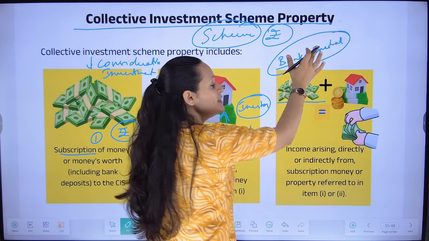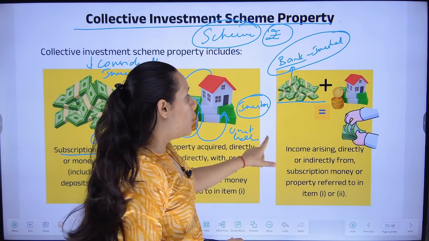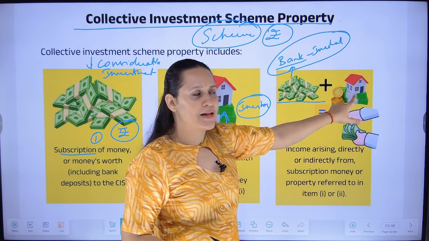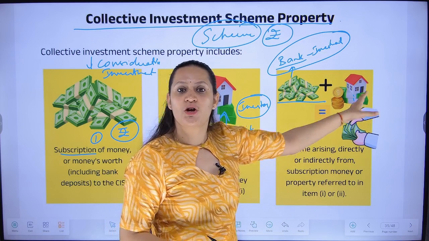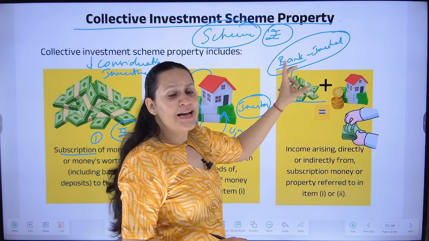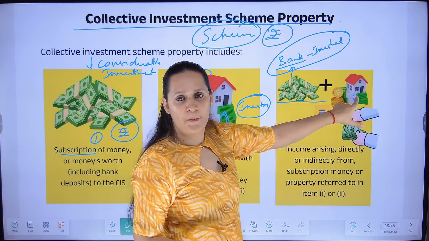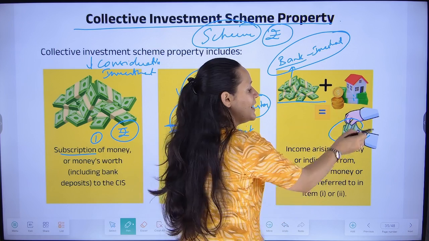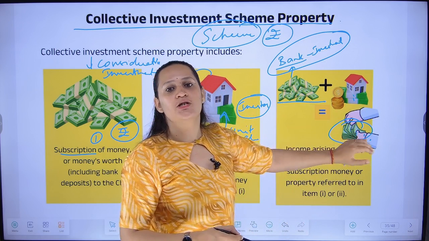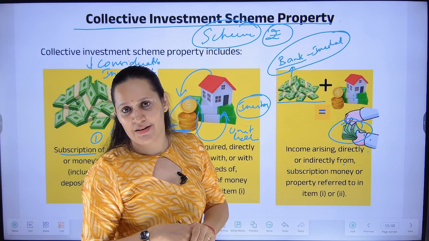Okay, this money is further going to generate some kind of income. Or this property, you have bought a property, that property you have given on rent, that property you are generating some kind of rental income, some kind of lease income. So any income that you are deriving out of the money or property, that income is also going to become the income of the collective investment scheme itself.